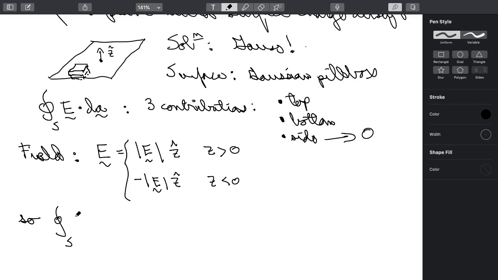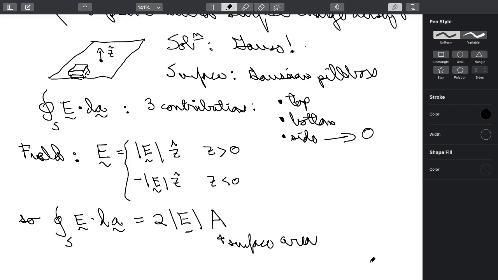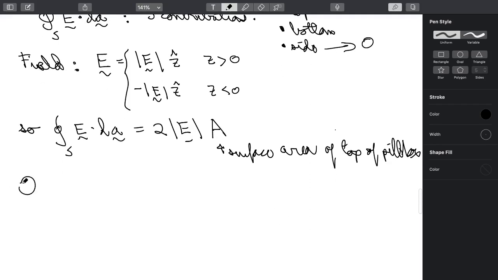Right? So now the full integral over the surface is going to be essentially just twice the value of the field near the surface, times A. So A is just the surface area of the top of the pillbox. Now the point is that the Q enclosed, the total charge, is just going to be the surface charge density times the area. So the two have to be the same.